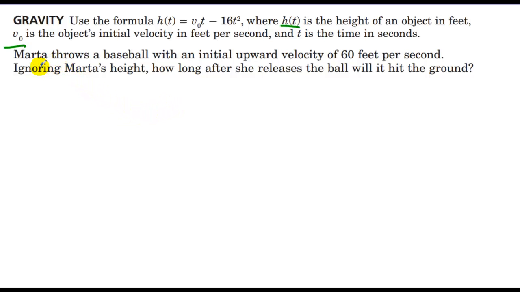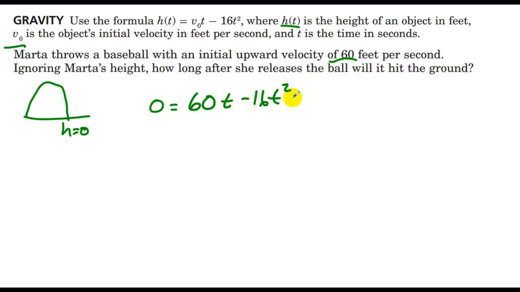And it says she throws a baseball up with the initial velocity of 60 feet per second, and we want to know how long it will take to hit the ground. So hitting the ground, if this is the ground and she throws it up and it hits the ground, and we're ignoring her height as the problem says, the ground is at what height? H equals 0. So I want to set 0 equal to the initial velocity of 60 t minus 16t squared. I'm going to go ahead and graph that.